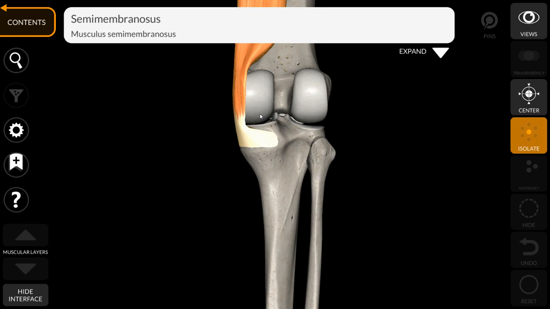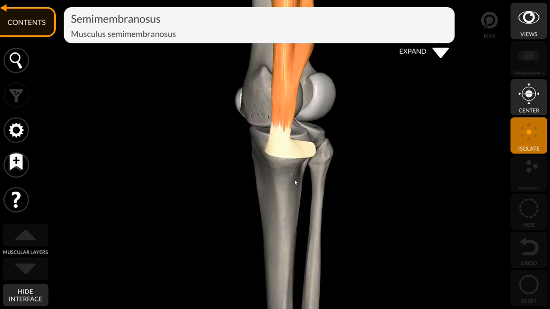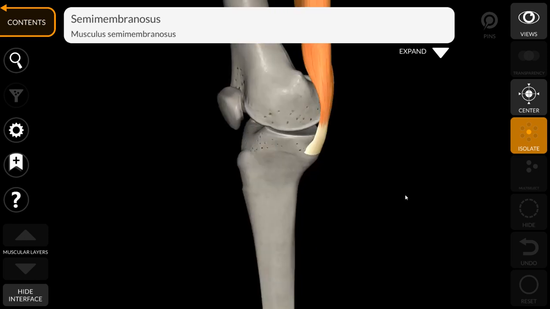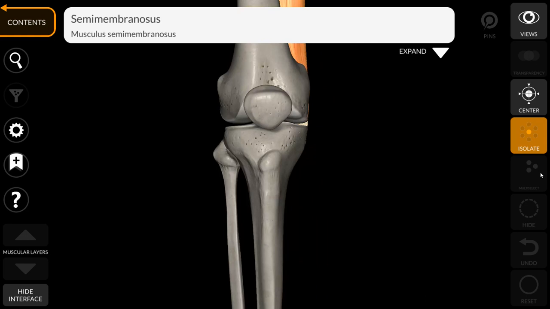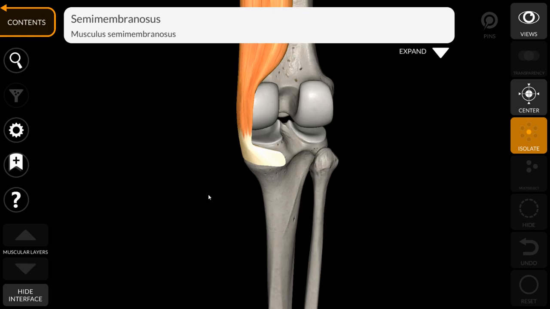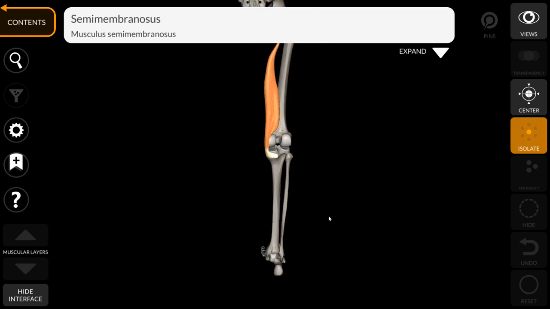Anterior surface or posterior surface of the medial condyle? Yes, class? Anterior. Are you sure this is anterior? This is anterior, am I right? Because you have the patella over here, right? This is anterior view, am I right? This is posterior view, right? Yes, this is posterior view.